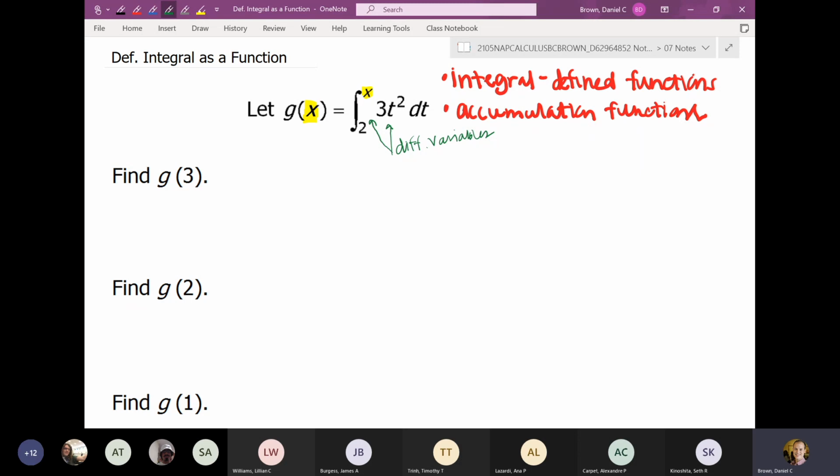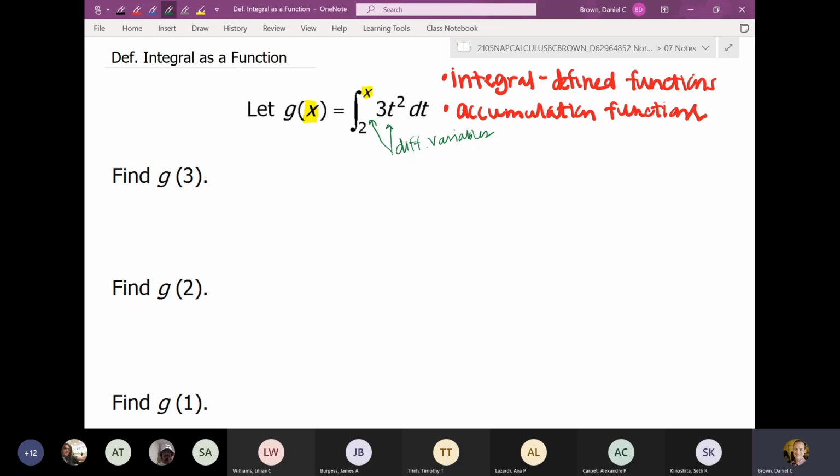The major idea is I call this an accumulation function because, think about it, we know the definite integral represents area under a curve. So we can interpret this function as the area under the curve starting at 2 and then at various values of x. As x increases, maybe the area is accumulating, whether positive or negative, we're adding up this area as we go along.